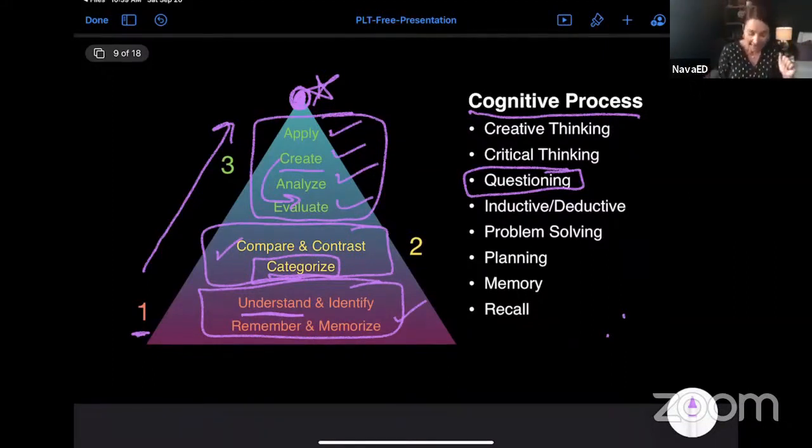Don't worry about it. And then maybe for the apply, maybe they say, okay, students will relate the structure of the DNA molecule to its function and analyze its importance in cell division. That's a high level, right?